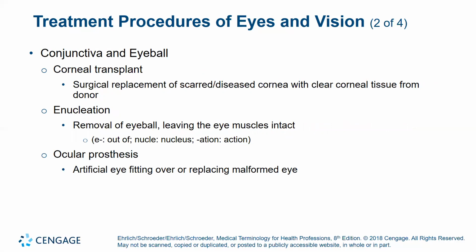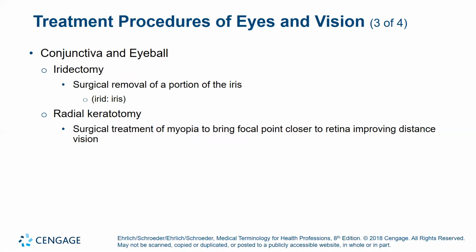Next, we have conjunctiva eyeball. You can have the corneal transplant, enucleation, it's just removal of the eyeball. Ocular prosthesis, artificial eye fitting over replacing a malformed eye. We can have iridectomy, surgical removal of a portion of the iris, and the radial keratotomy is surgical treatment of myopia. This is to bring focal point close to the retina, improving distance vision.